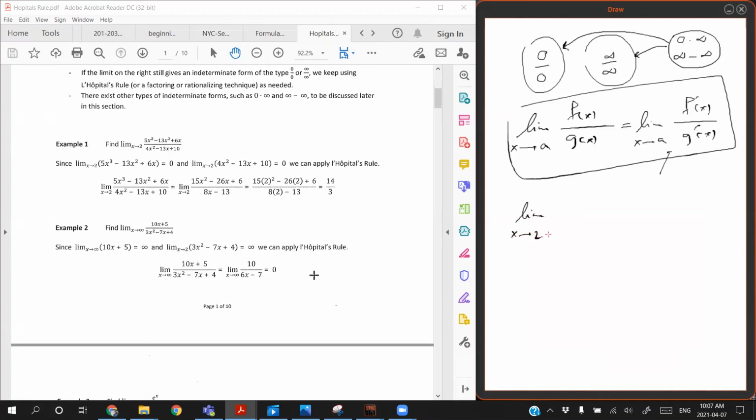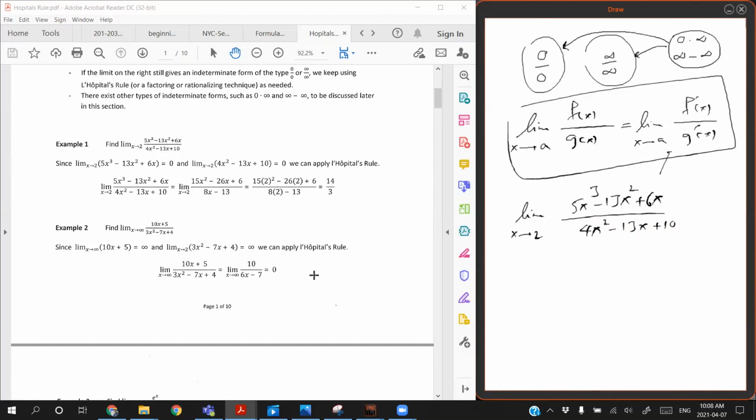We have the limit of 5x to the power of 3 minus 13x squared plus 6x over 4x to the power of 2 minus 13x plus 10. So this is a rational expression, and that's a polynomial over a polynomial. For this type of function, it's going to be continuous on its domain. So in order to solve this limit problem, you would do direct substitution first.